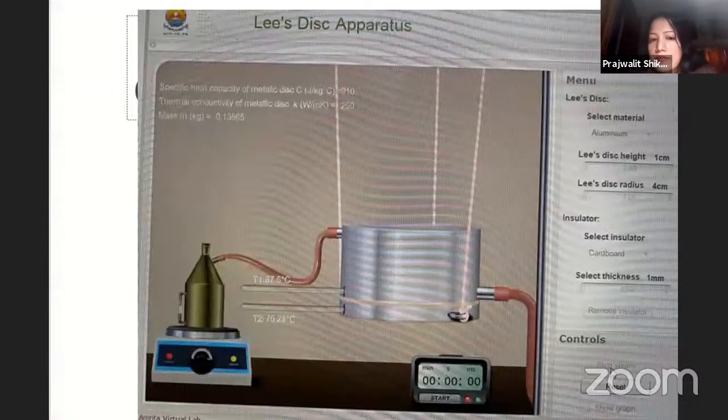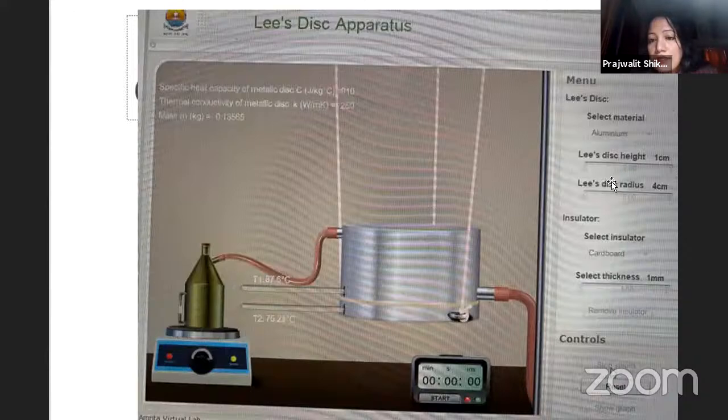Now here, what are the variables? Let me first discuss that, because that is a very important part, and that is the basic advantage of using the thermal physics in VLab, because we can deal with a lot of variables. Here we can select the lees disk material. Though it is written that you can select the material, you will find only one material, which is aluminium.